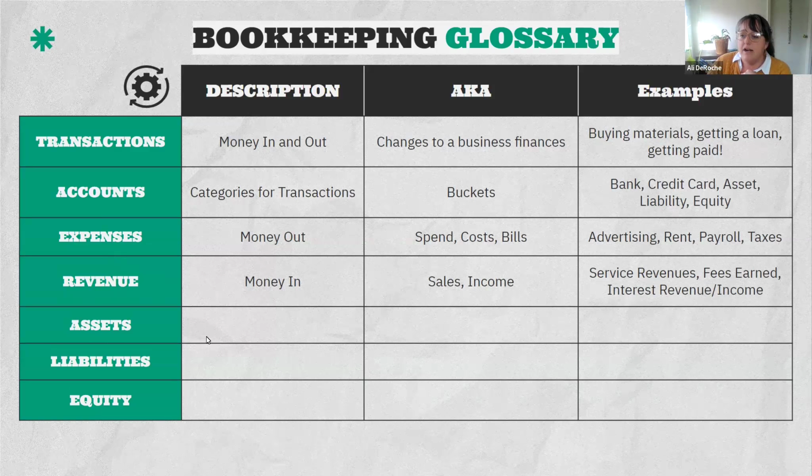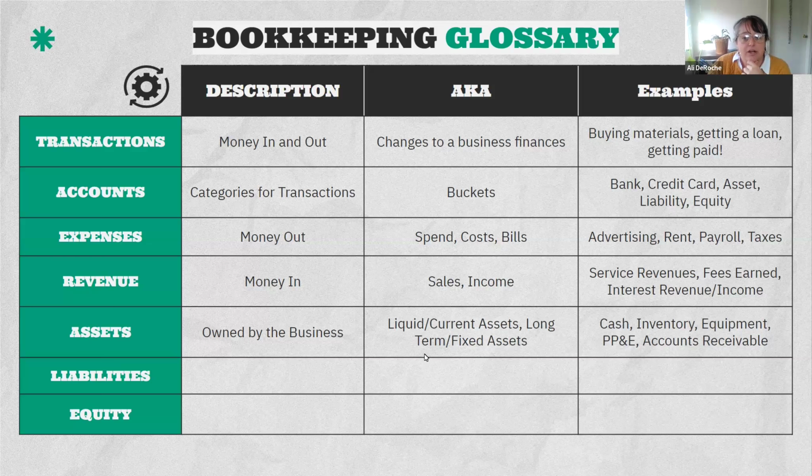Our next piece is going to be assets. Assets are things that are owned by the business. You'll also hear the term liquid or current assets, which you could contrast with long-term or fixed assets. Current assets are things that within the year you could pretty much sell and get cash for. Long-term assets are things that would take longer to turn into actual cash for the business. So here you're looking at things like inventory, equipment, accounts receivable, PP&E, that's going to be property and equipment there.